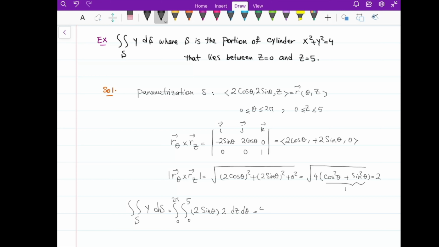Let's calculate that. I have a 4, integral from 0 to 2 pi. I don't have any z in here; sine theta is constant with respect to z, so z goes from 0 to 5, d theta. So I get a 5 times a 4, it's 20. The integral of sine theta would be negative cosine theta from 0 to 2 pi. So it would be negative 20 times (1 minus 1), which is 0. That's the answer for this integral.